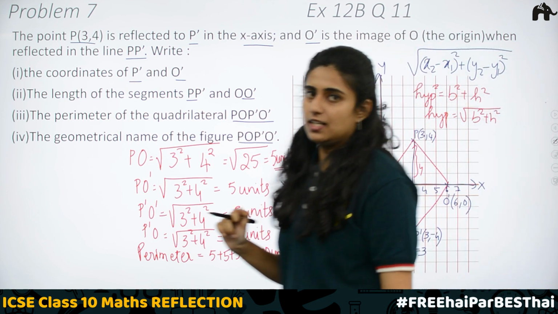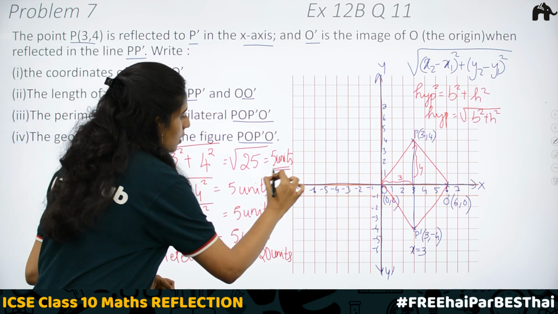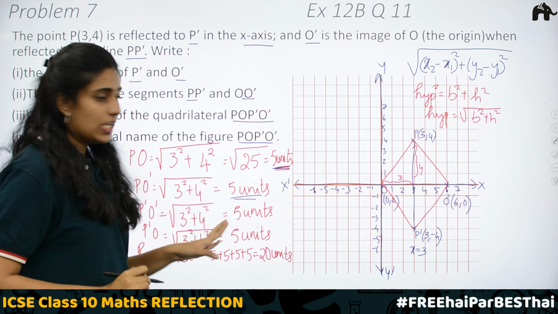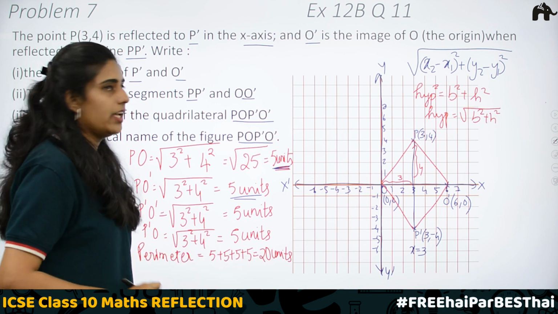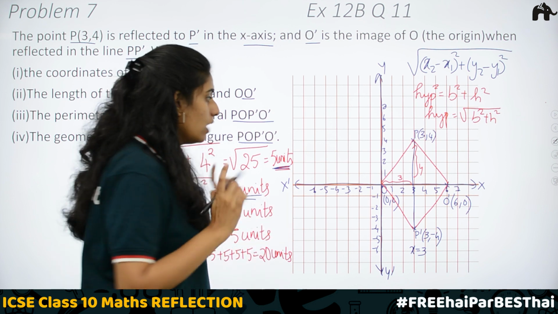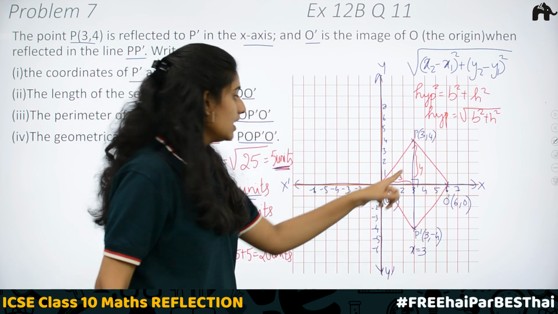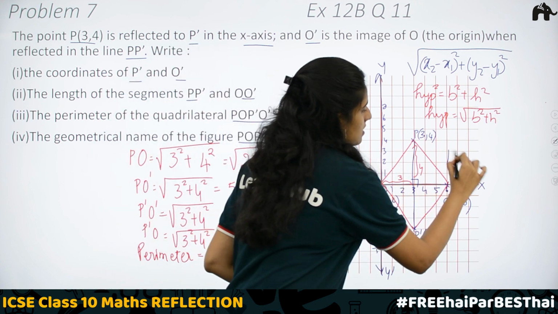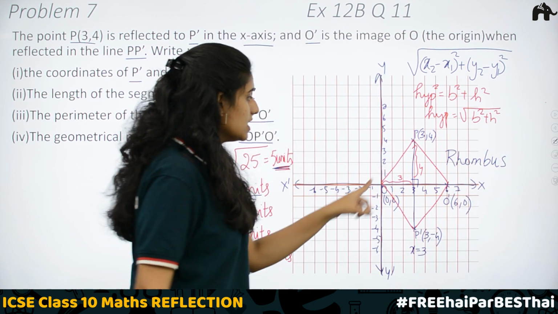When you check this figure, we got all the sides equal. All the sides are equal to 5 units. PO is equal to 5 units. PO' is 5 units. P'O' is 5 units. P'O is also 5 units. That is for this quadrilateral. All sides are equal. And one more thing, diagonals bisect at angle 90 degrees. Which means this figure is a rhombus. Rhombus will be having all the sides equal.